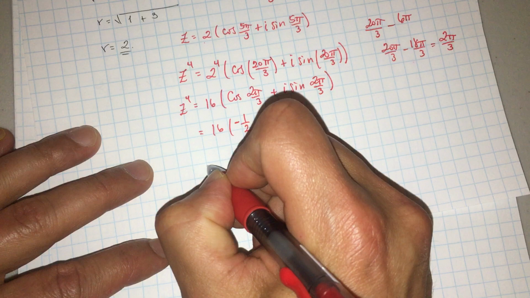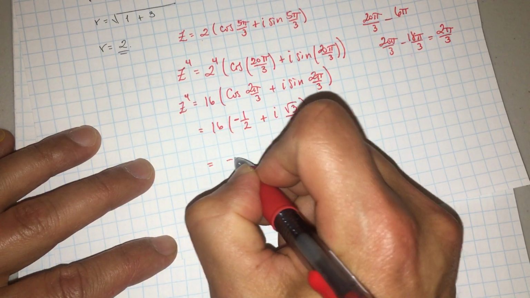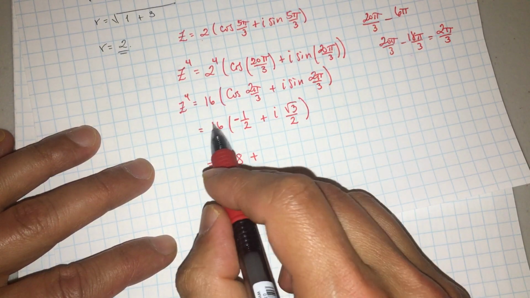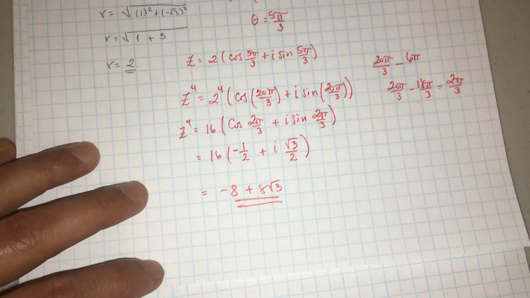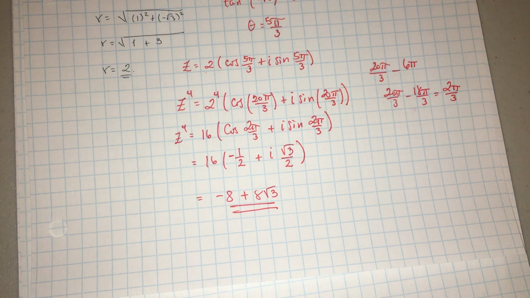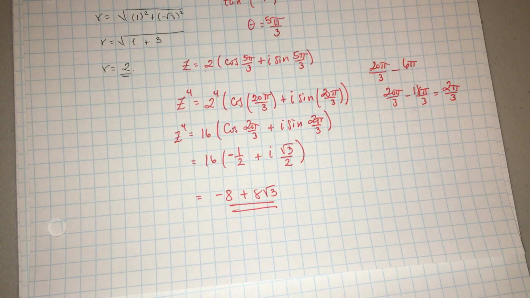The last thing I have to do is distribute. So this gives me negative 8 plus 16 divided by 2, which is 8, so 8 radical 3. And that's it. We found the fourth power of this complex number. Okay, let's see if we can do a few more.